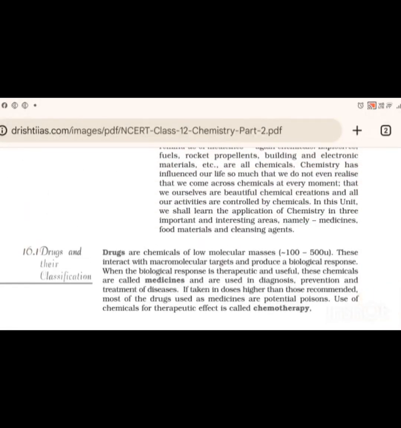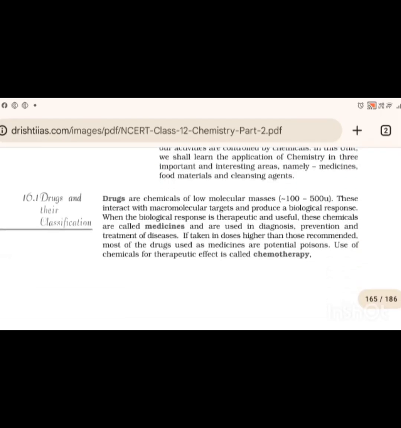Drugs and their classification. Drugs are chemicals of low molecular masses, 100 to 500 u. These interact with macromolecular targets and produce a biological response. When the biological response is therapeutic and useful, these chemicals are called medicines and are used in diagnosis, prevention, and treatment of diseases. If taken in doses higher than recommended, most of the drugs used as medicines are potential poisons. Use of chemicals for therapeutic effect is called chemotherapy.